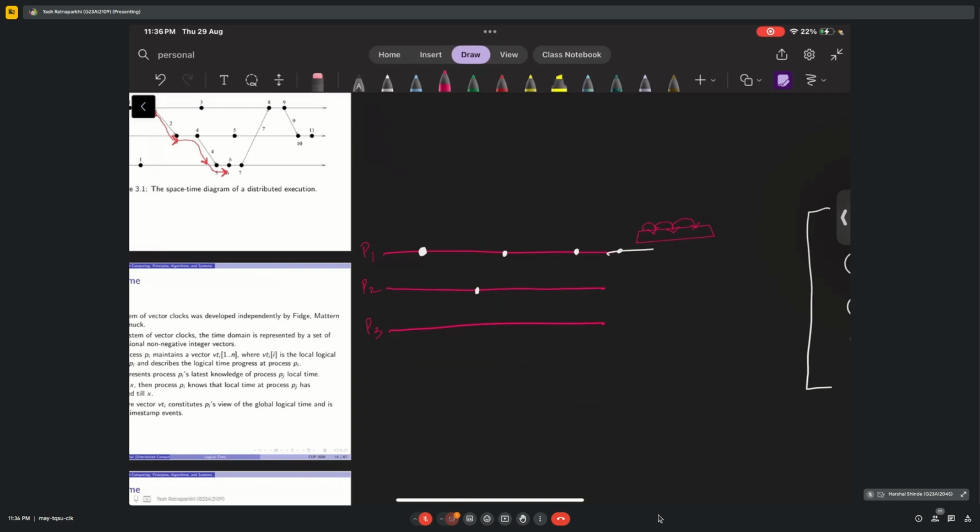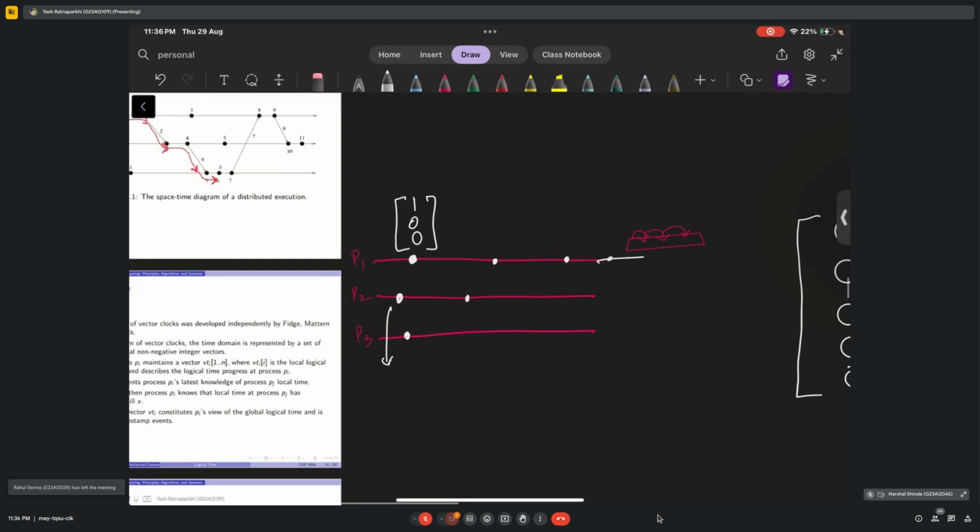One thing all of you should keep in mind: 1, 2 and 3. Since this is 0 0 0, and I told you that time cannot start with 0, time should be greater than 0 only. So each initial process will have its own value as 1. So this will have 1 in itself. The second one, I'm writing here, this will be 0 1 0. And can you guys tell me what it will be?